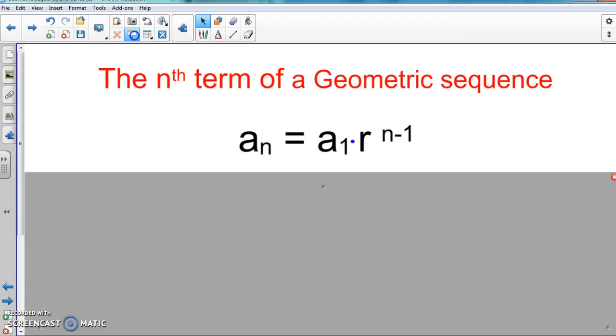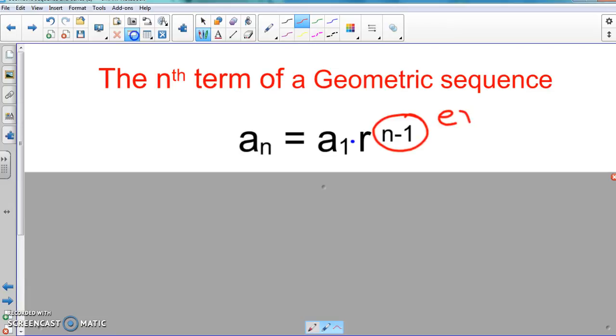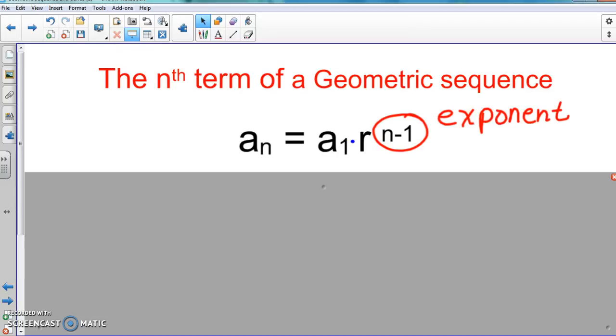A_n equals A_1 times R to the n minus 1 power. So n minus 1 is an exponent. It's not on the same line as R. It's an exponent. Now with this, everything is pretty much the same thing except for R.